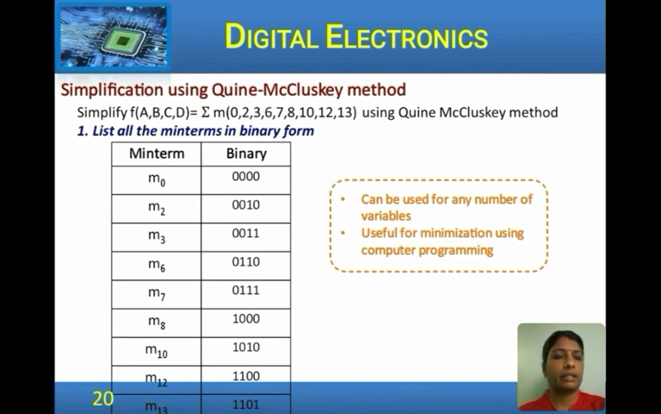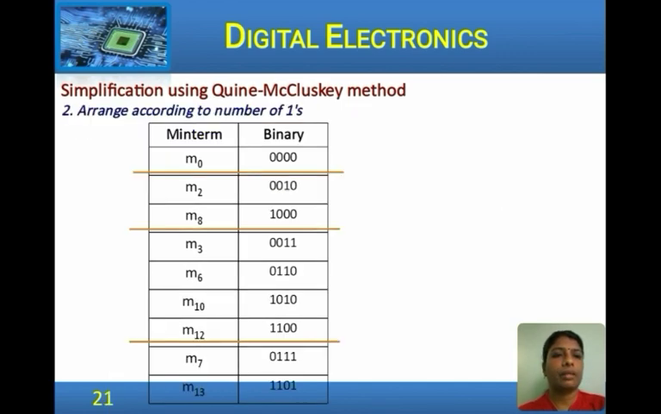Expand it and write it in a tabular form. Next, arrange all the minterms according to the number of ones in the binary equivalent. The first set has 0 ones, that is M0. Next, get all the minterms that have one 1 in them, so M2 and M8 in this example. Next, consider the set of all the minterms that have 2 ones. So M3, 6, 10 and 12 follow, and then those with 3 ones and 4 ones, if available.